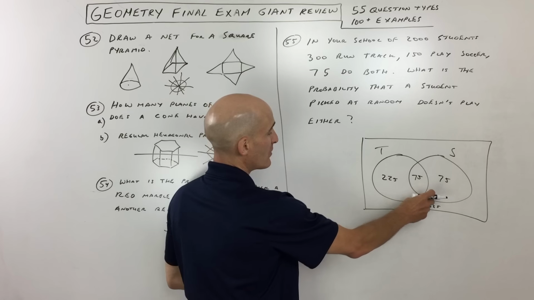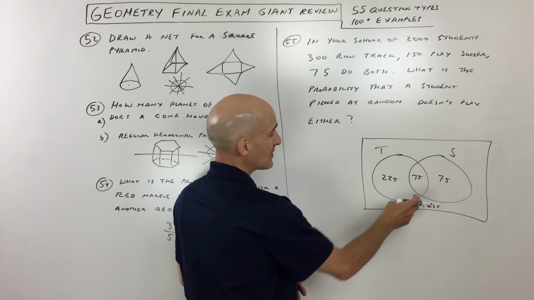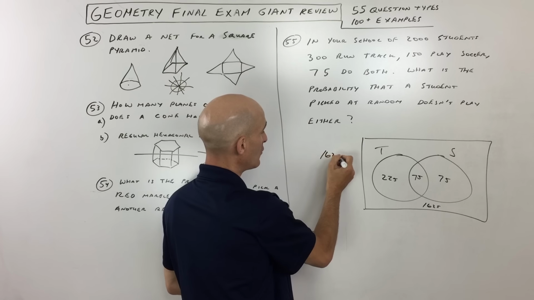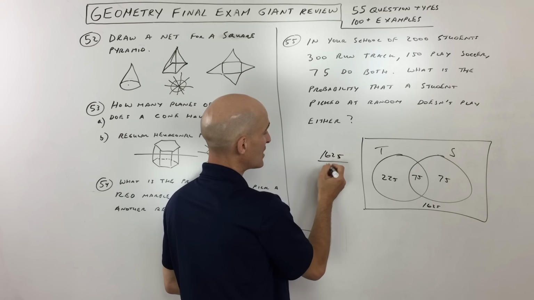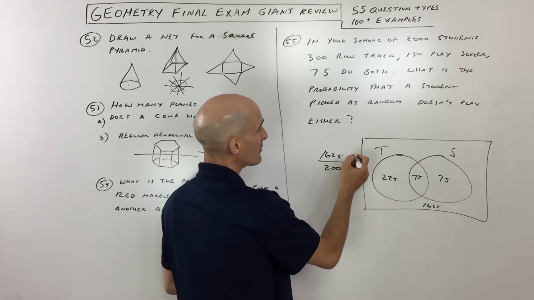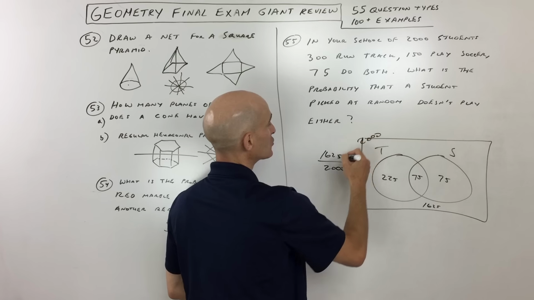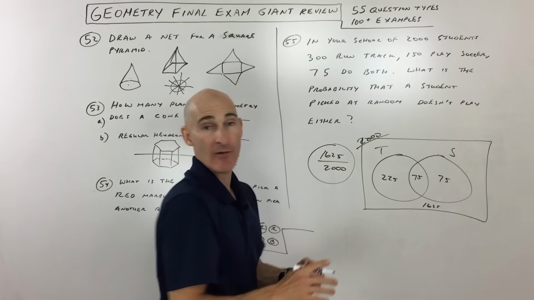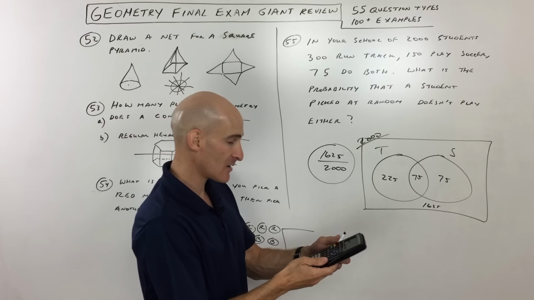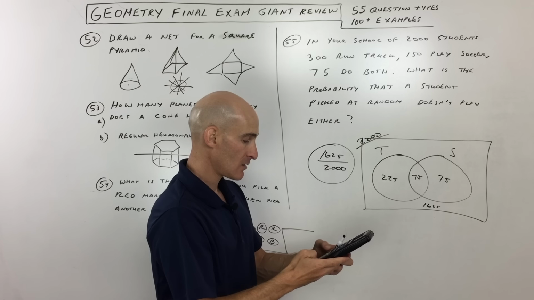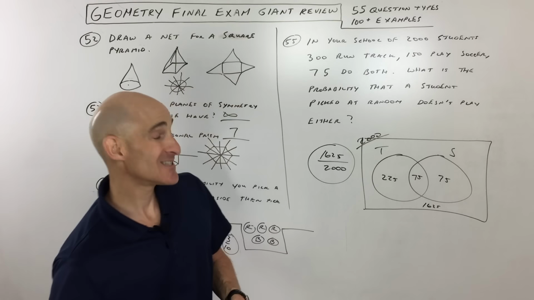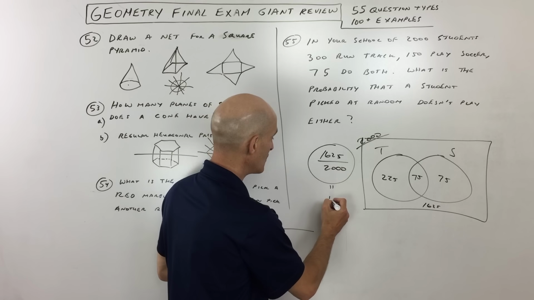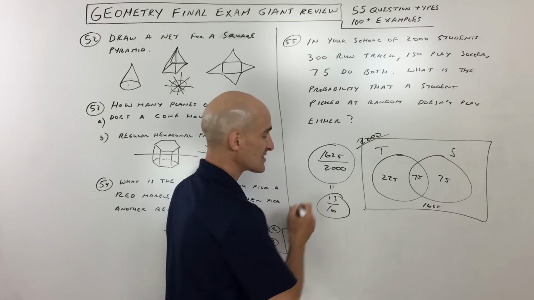And the probability that we pick somebody at random from the outside, that they don't play these sports, is going to be 1,625 chances of success out of the 2,000 total students. So that's your probability, and you can reduce that down. Let's see what that comes out to. 13/16 would be your probability, so equals 13/16.